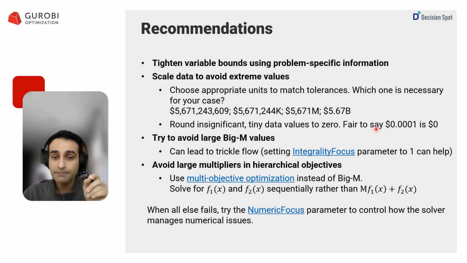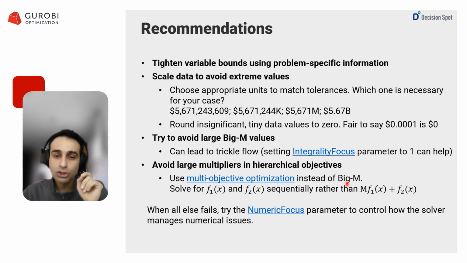In Gurobi, there is a parameter called integrality focus. If your model has some numerical issues, setting this value to 1 may help because it asks the solver to work harder to try to avoid solutions that exploit integrality tolerances. However, it comes with a cost and the runtime goes up. But if needed, this is an option at your disposal.